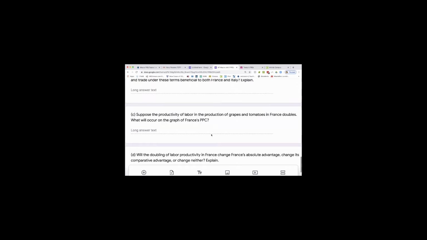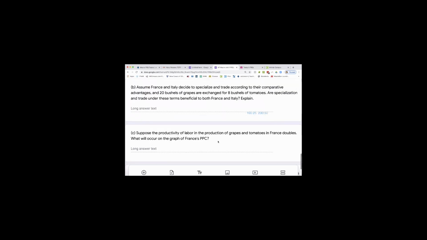Suppose the productivity of labor in the production of grapes and tomatoes in France doubles. So if that happens, what's going to happen to our ratio here is we're going to go from 100 to 25 to 200 to 25 to 50. What would happen on their PPC? Their PPC would shift outward. Again, this was one where to ask you to draw a PPC, but then the next question was, what would happen to their absolute and comparative advantages?